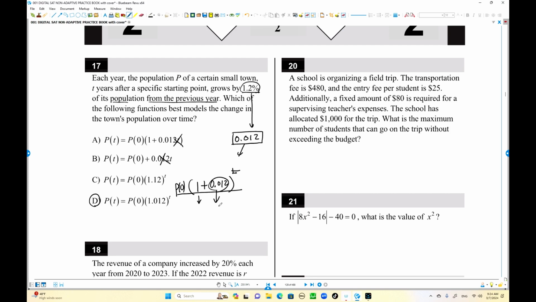This one is the growth rate. We say growth rate. Usually growth rate is in percent. That's what we use, okay? 1.2% increased from the previous number, okay? All right.